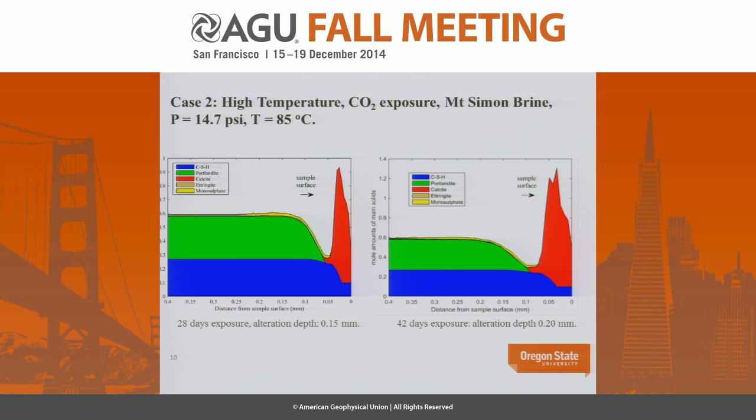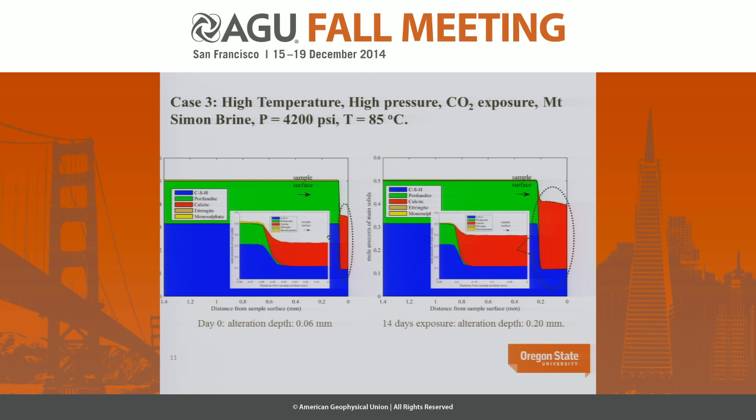You see that the amount of calcite is going higher and higher, and finally the depth of carbonation is about 0.2 millimeter at 42 days. In case 3, we apply the same story, but with high pressures. We change the pressure in 6 hours to 4,200 psi. Again, here at first, we have very small carbonation depth based on the very small amount of carbon we had in the Mount Simon brine.